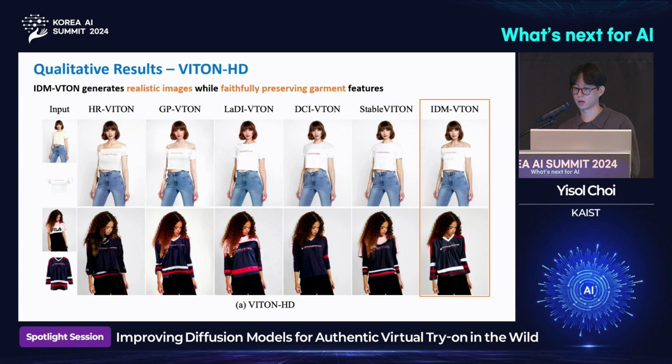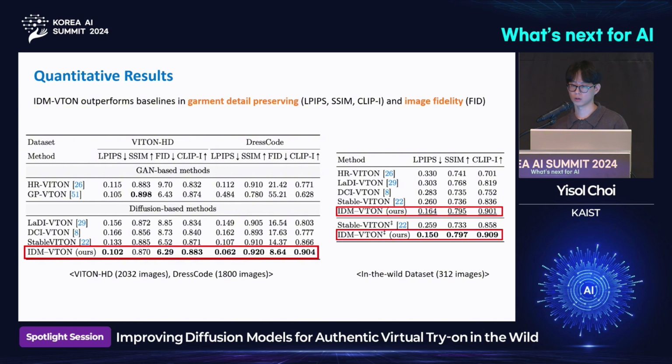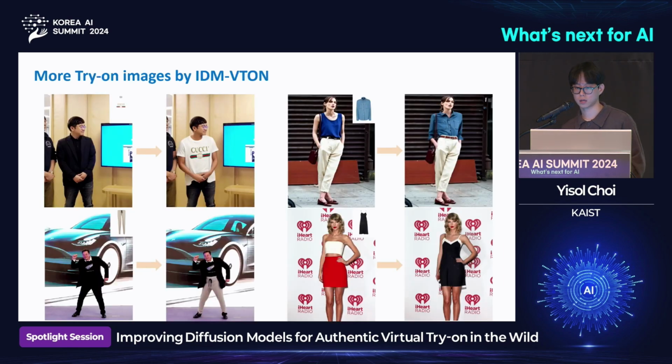And these are the results by our virtual try-on model. And when you compare our model with previous methods, we observe that our method preserves high-level semantics like shape of the garment and low-level features like fine details of the garment. And also quantitatively, our model outperforms baselines in terms of garment detail preservation and image fidelity. And these are more try-on results by our model.